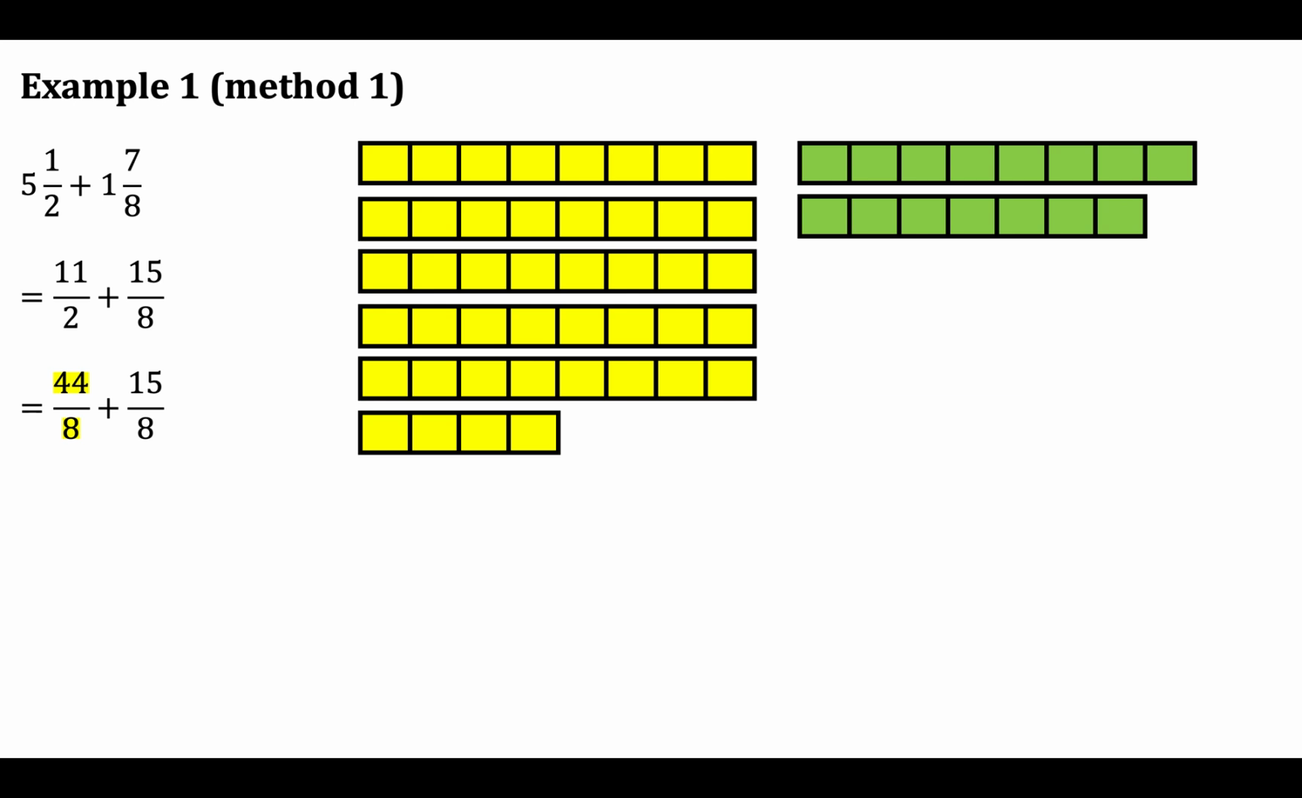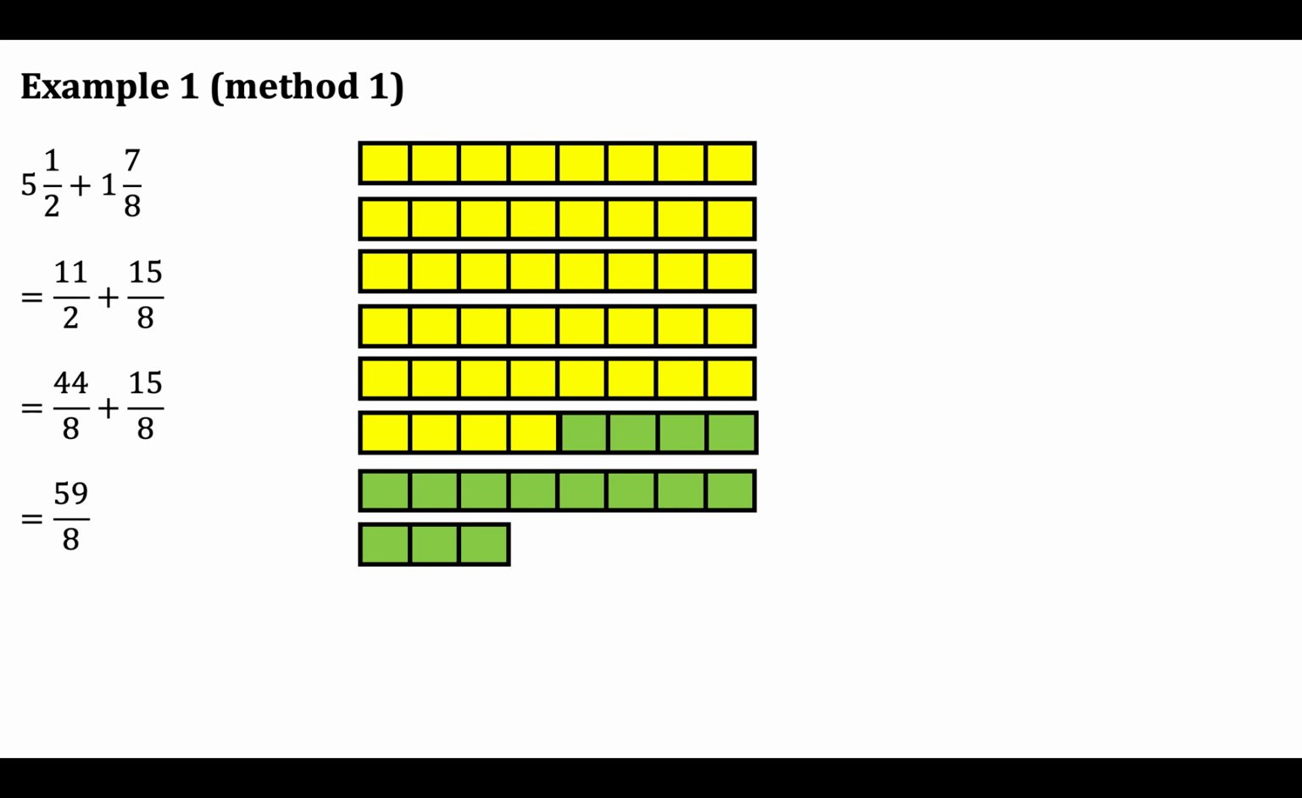We can now add these together because we've got the same denominator. And you can see from the diagram that we've got 59/8 altogether. Now we might want to express our answer back as a mixed number as well. So if we put all the whole parts, looking at all the wholes here, we've got 7 wholes and 3/8 altogether.